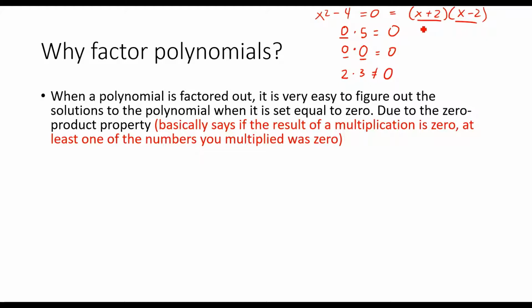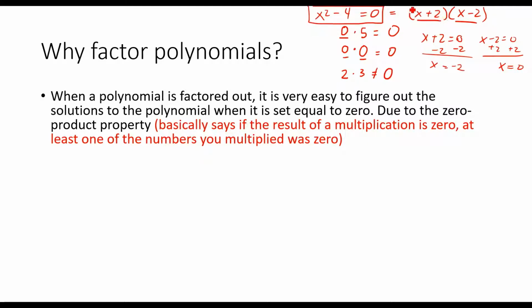Okay. Now, in order to get 0 from this, one of them has to be equal to 0, or both of them have to be equal to 0. So that's why we end up setting them equal to 0 to solve for x. Okay. So we get x equals negative 2 and x equals 2 as our solutions for this equation right here.